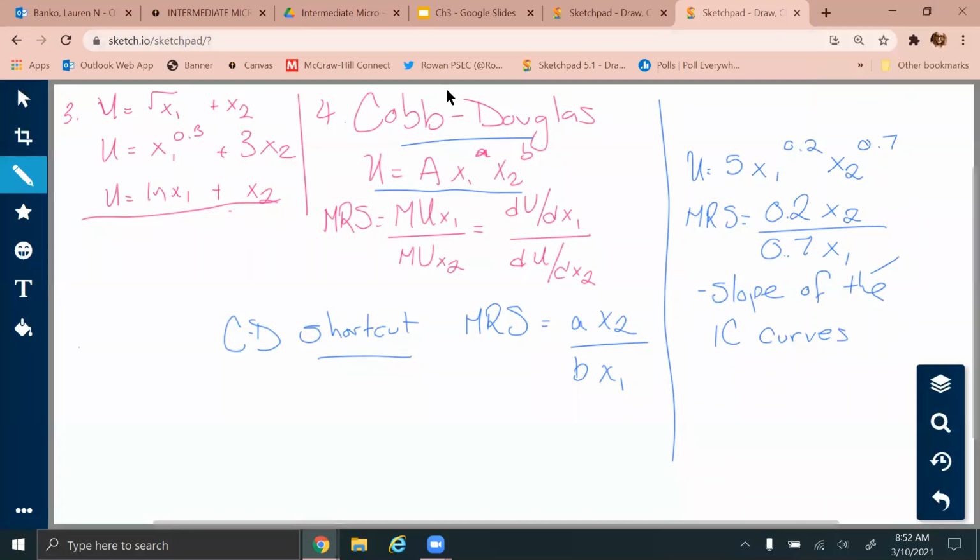So the x2 would be the 0.2, not the 0.7? Right. So you kind of use the other exponent.